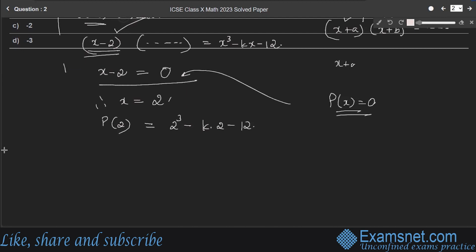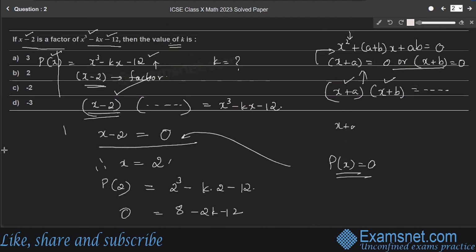Therefore, we can write P of 2 as 0 is equal to 8 minus 2k minus 12. Therefore, 2k is equal to minus 4, so the value of k is minus 2. The options are 3, 2, minus 2 and minus 3. So option C is the right answer.